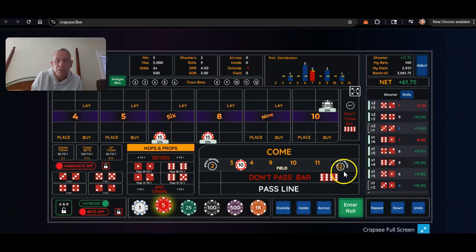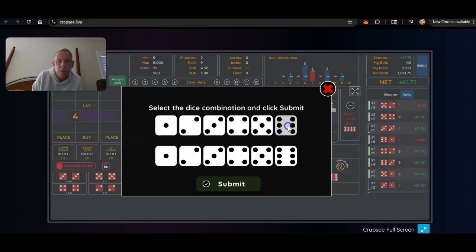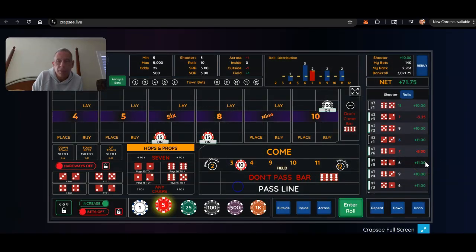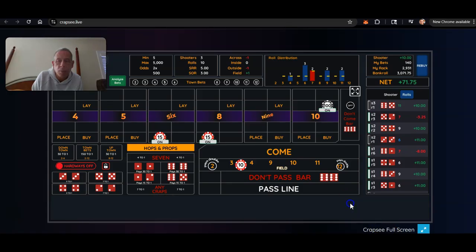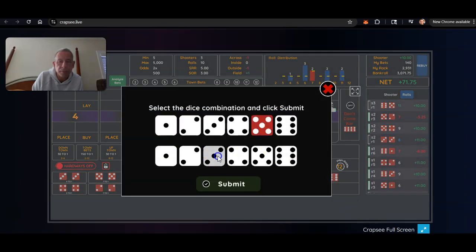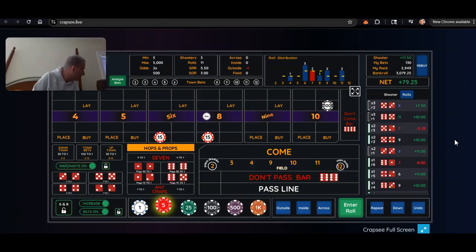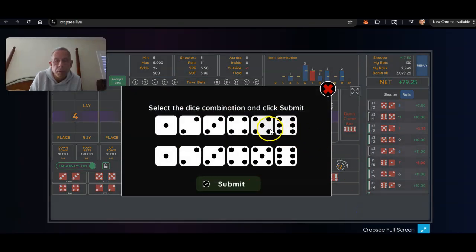6 and 5 is an 11, okay, which is going to be a field number. So we're going to win on the yo. Yo 11. So we win $10 right away. Here we go. Keep going. 5 and 3 is an 8. That's great. Easy 8. All right. So, I'm sorry, guys. Let me turn this off. Okay, 5 and 3 was an 8, so we're going to be able to do a reduction.